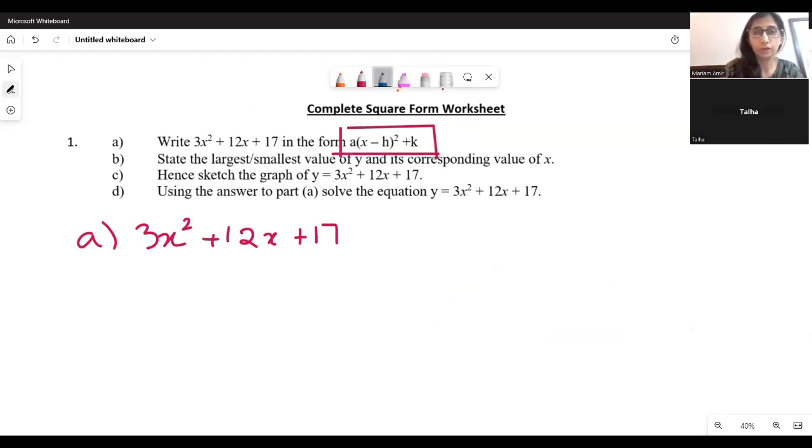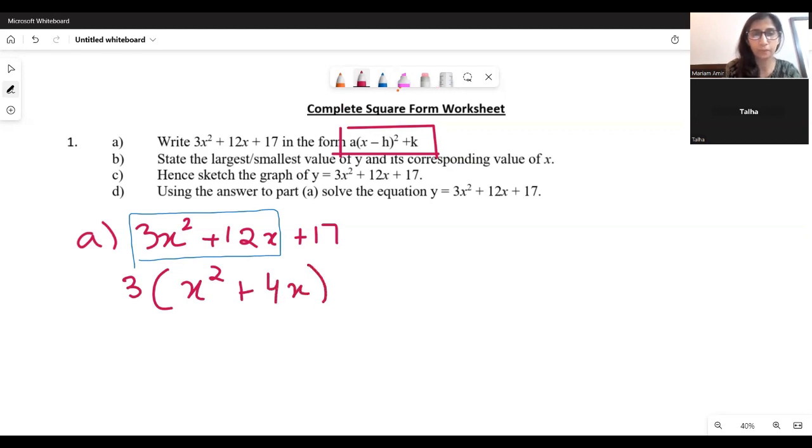In the first method, what you do, you take the constant outside the bracket. So what can we factorize here? What constant can be taken outside the bracket? It's going to be 3. So you can take out 3. So 3 goes outside of the bracket. And then you have x squared plus 4x and plus 17. Right? Now what we'll do is try to change this into completed square form.